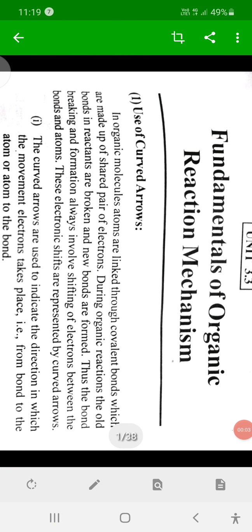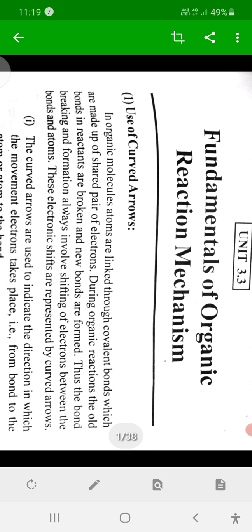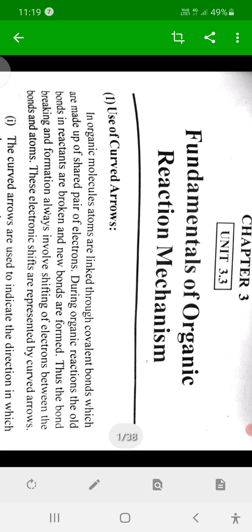Hello everyone. We discuss here the third topic from paper 1, that is fundamentals of organic reaction mechanism. What are reactions? Conversion of reactants into products. And what is reaction mechanism?